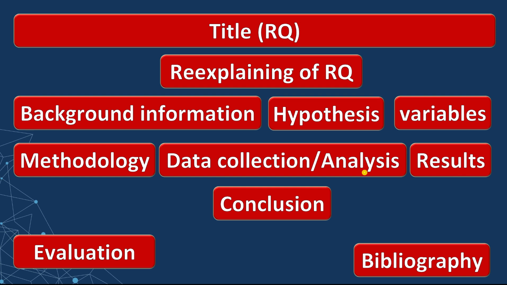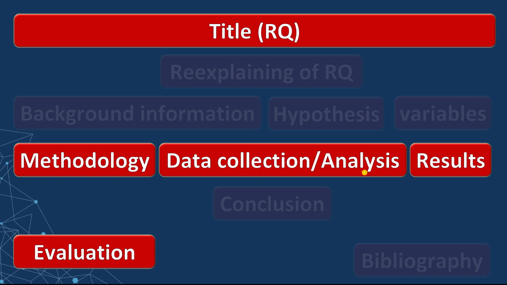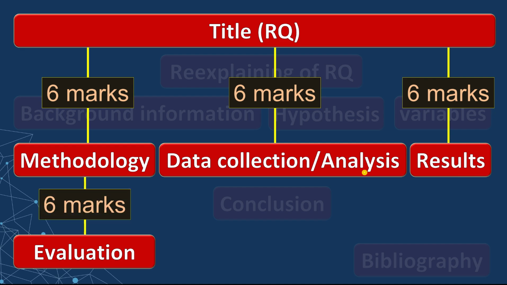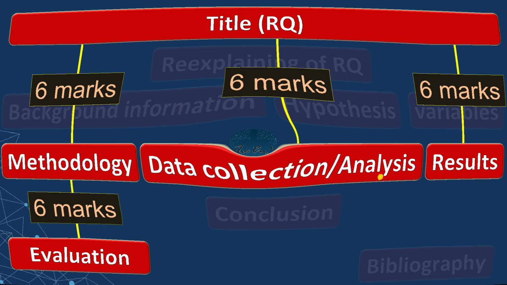Let's go back to our main structure, the map. Here, I can make transparency to some unnecessary modules for the time being and go back to the criteria. Methodology and title are highly related, you will get 6 marks. Data collection analysis highly related to your title, you will get 6 marks. Results and title are related, you will get 6 marks. And finally, when methodology and evaluation are highly related, you will get 6 marks.